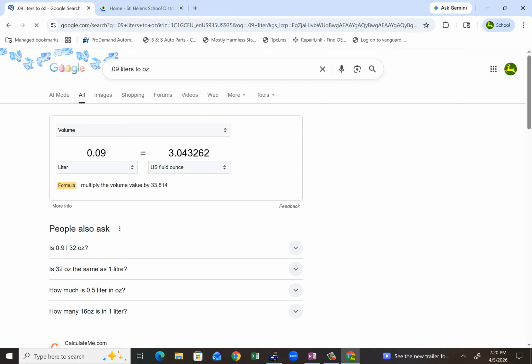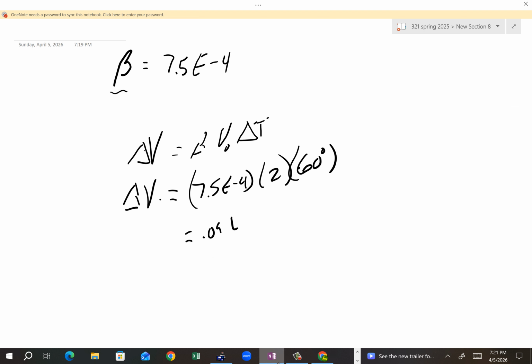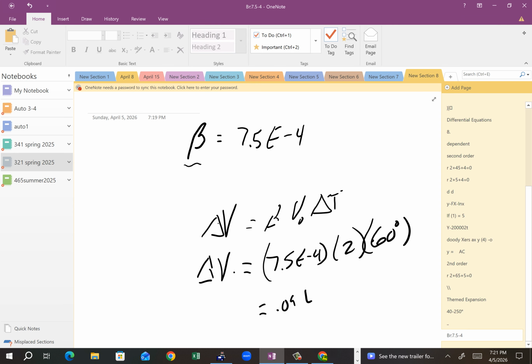Three ounces. So, I mean, it's not nothing, right? What's that, a quarter of a cup, I guess? That's pretty good. It's not terrible. Anyway, suffice to say, there we have it.